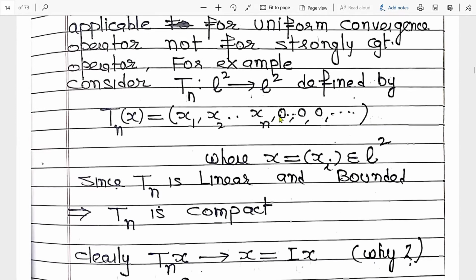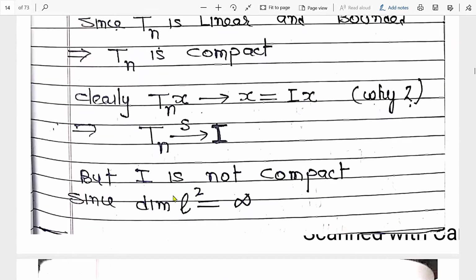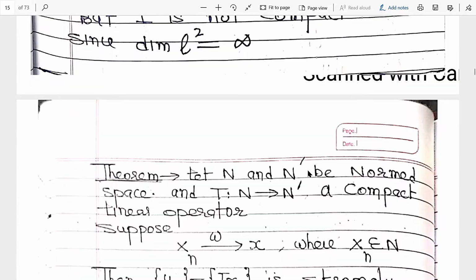So the operator that we defined is a linear transformation as well as bounded, right? That's why it is compact. When n approaches infinity, Tn is strongly convergent to I, but the dimension of l squared is infinity. So I is not compact. So that proves our result.